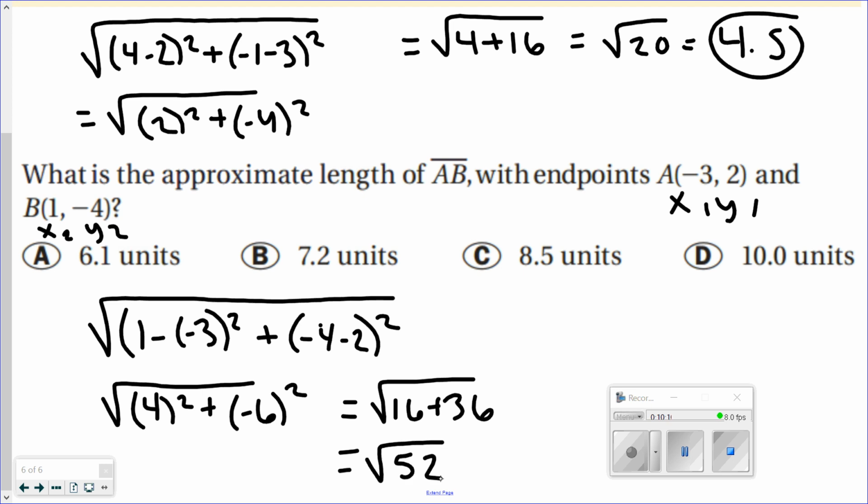Once again, the square root of 52 is not an answer, but if I plug that into my calculator, I end up getting 7.2, which is answer choice B. So hopefully you got that.